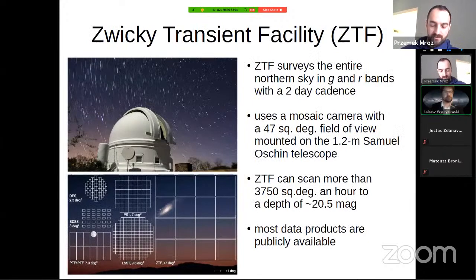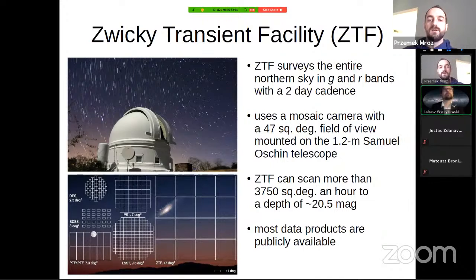So, as you've heard during the previous talk by Ashish, ZTF is one of the largest sky surveys worldwide. Currently, it observes the entire northern sky in g and r bands with a 2-day cadence. The survey is using a mosaic camera with a huge field of view of 47 square degrees. The camera is mounted on the 1.2 meter Schmidt telescope located at Palomar Observatory in California.